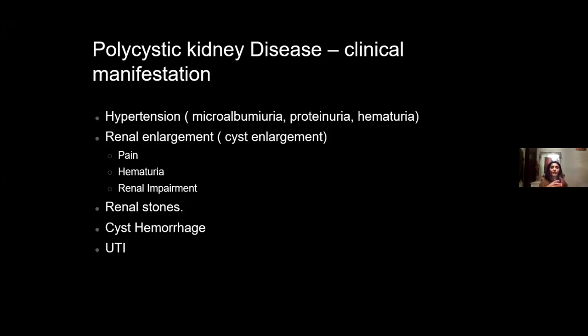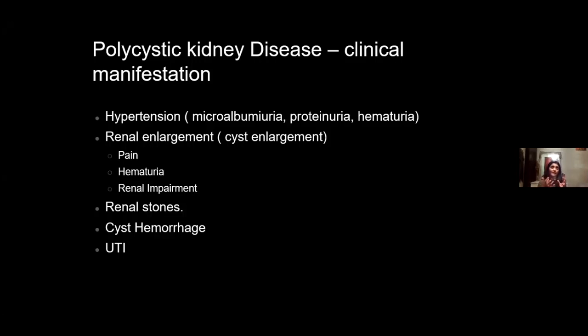So if we've got enlargement of non-functional parts of the kidney, it's not going to be able to do its job as well as it would have. So this leads to the renal impairment. This can be seen as oliguria and eventually gets worse and worse. It can lead to formation of renal stones.